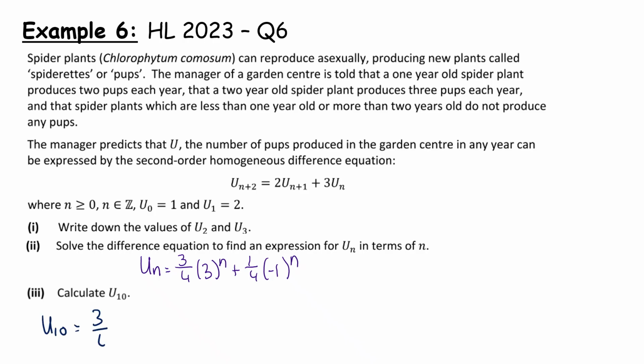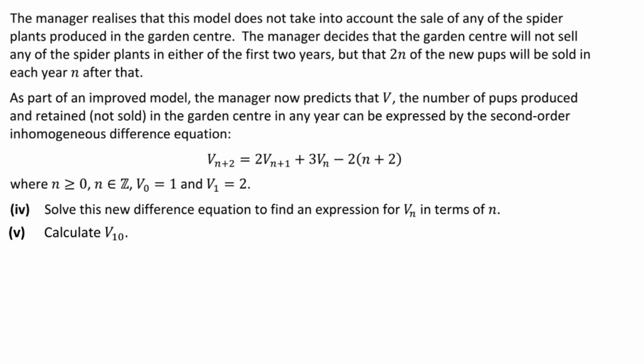So 3 over 4, 3 to the power of 10 plus 1/4 minus 1 to the power of 10. Make sure that power 10 is outside of the bracket, especially on that minus 1. So that gives us 44,287. So now we move on to the non-homogeneous section of the question.